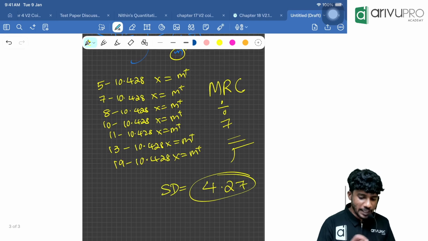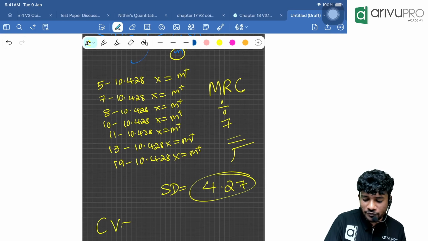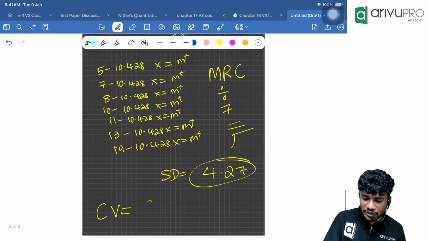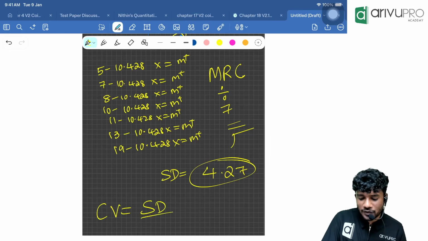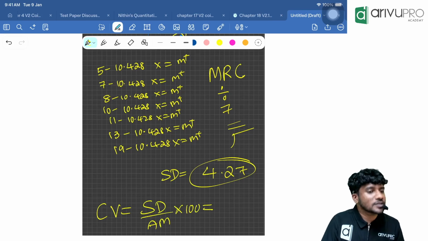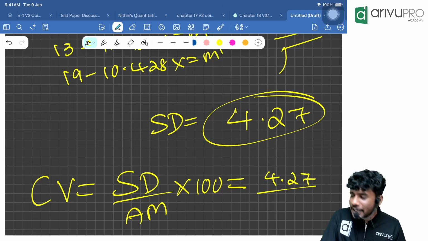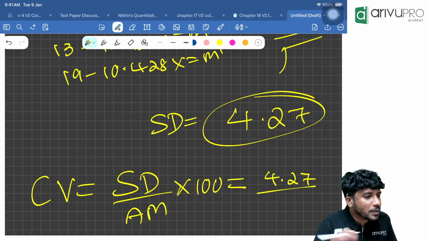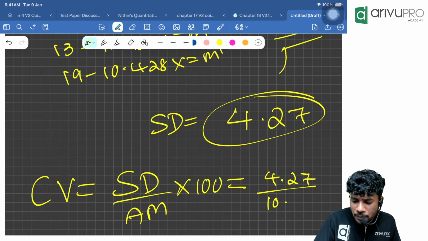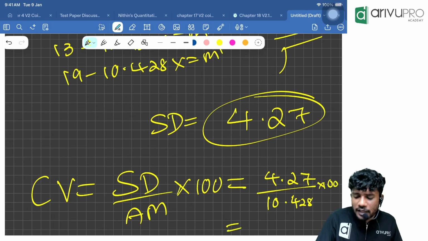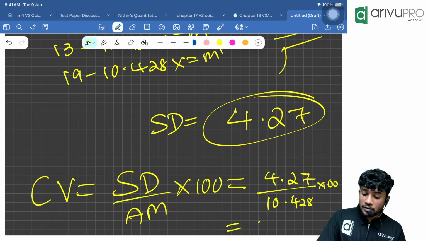Done. Then how to find the coefficient of variation? What was the formula for coefficient of variation? Standard deviation divided by arithmetic mean into 100. How much is standard deviation? 4.27 divided by arithmetic mean, 10.428, into 100. How much is the final answer? 40.